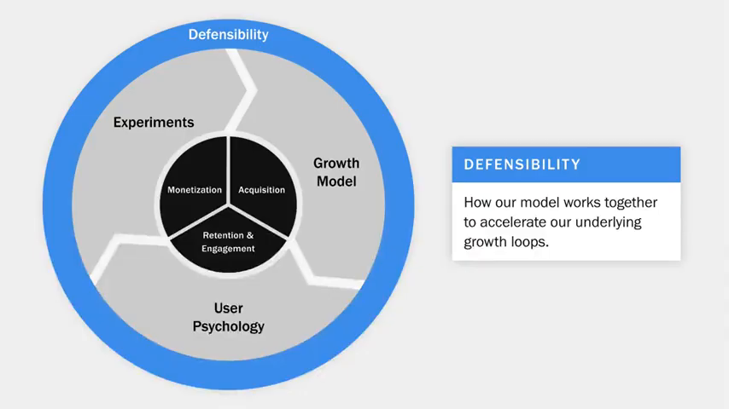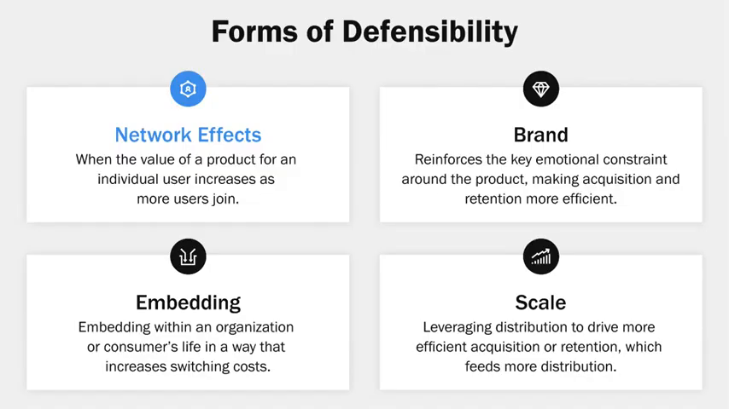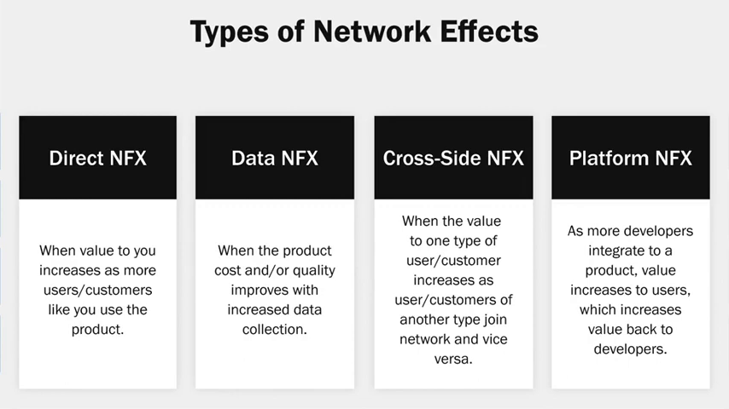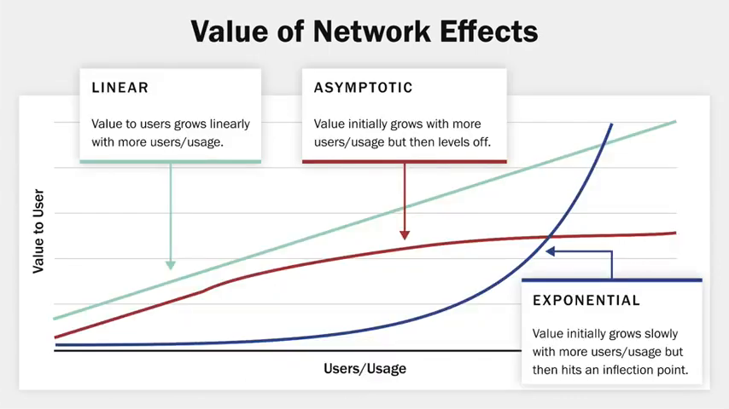So we talked through defensibility and the first form of defensibility, which is network effects. We've briefly gone over the 4 different types that are the most common and powerful in tech companies: direct, data, cross-site, and platform network effects. We've talked about how the value of network effects is measured based on how the value to the user scales as you get more users and usage, and the different patterns that you might come across.